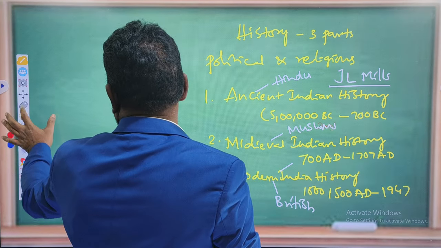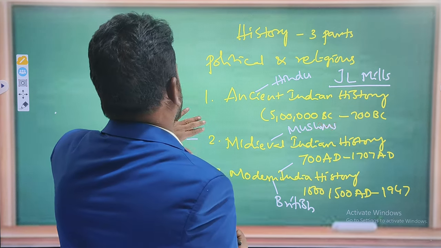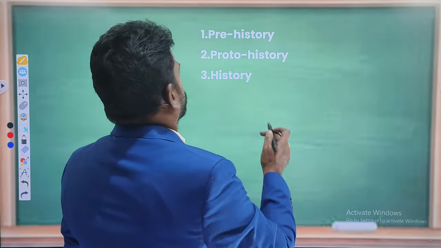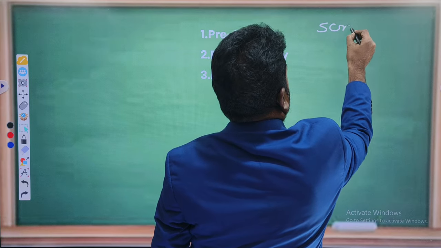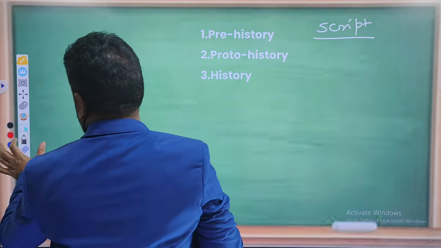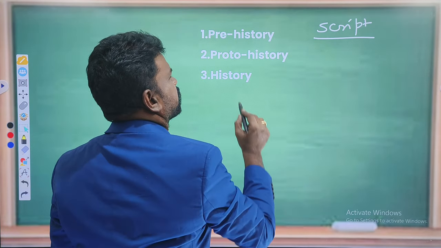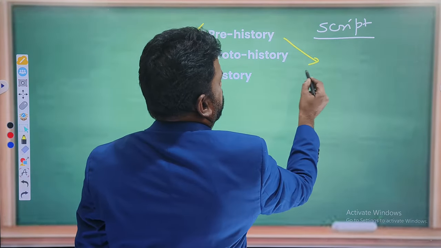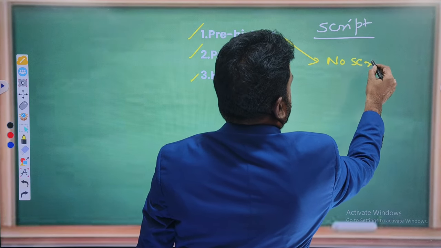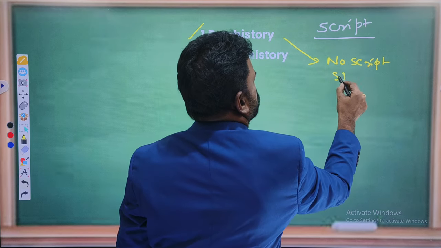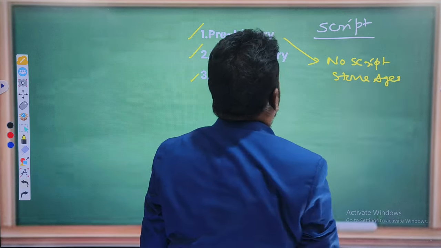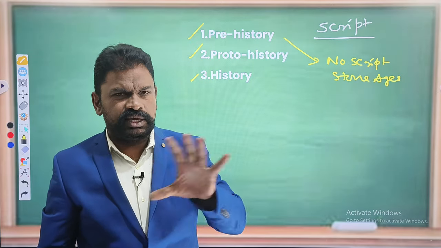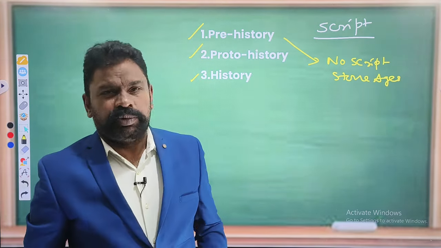Another division of Indian history is into three parts based on the script: the prehistoric period, the protohistoric period, and the historic period. In the prehistoric period, we do not find any script. All the stone ages, Paleolithic, Mesolithic, Neolithic, Chalcolithic, come under the prehistoric period.